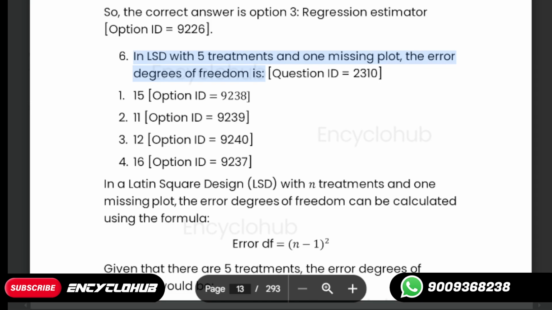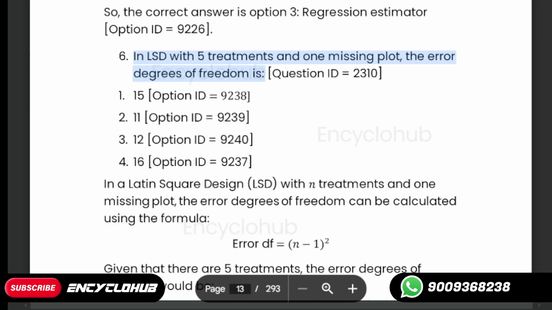Now question number 6 is: in an LSD with 5 treatments and 1 missing plot, the error degrees of freedom is 15, 11, 12 or 16. This is just a simple answer. You have to find just the degrees of freedom, and for LSD the 5 treatments and 1 missing plot is given here.